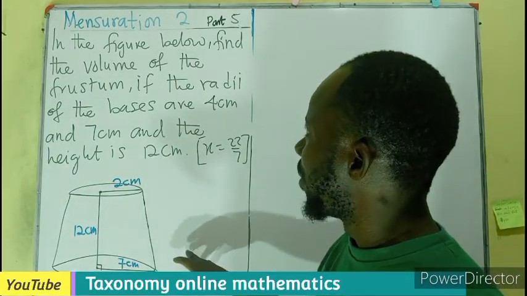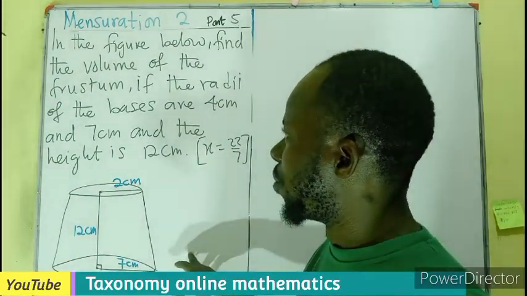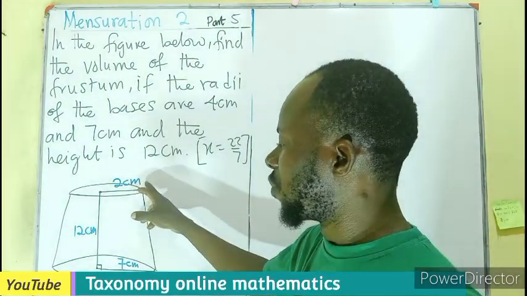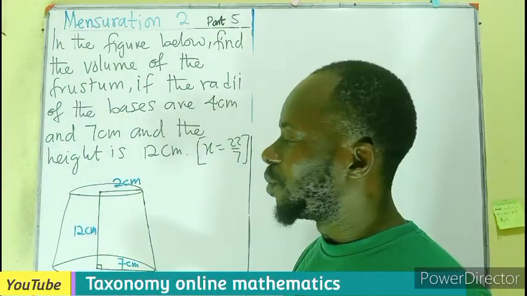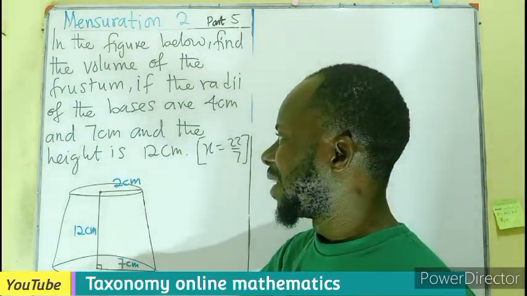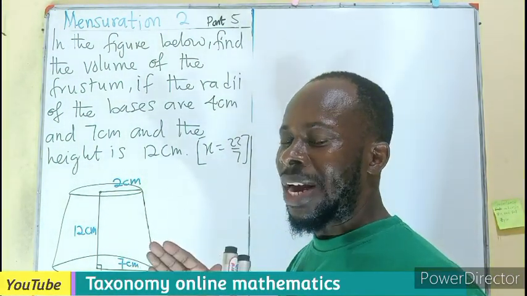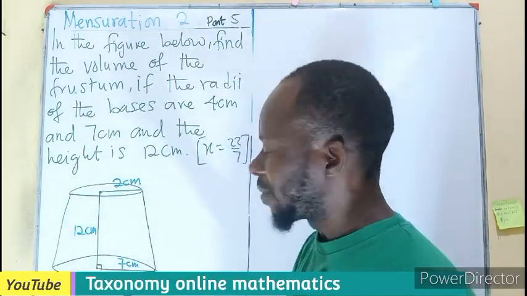We are still on the tutorial on the frustum of a cone, part 5 of that episode. In the figure below, we have to find the volume of the frustum if the radii of the bases are 2 centimeter and 7 centimeter respectively, and the height is 12 centimeter. Remember, we have two ways of solving this. One, I'll go straight forward with the formula.